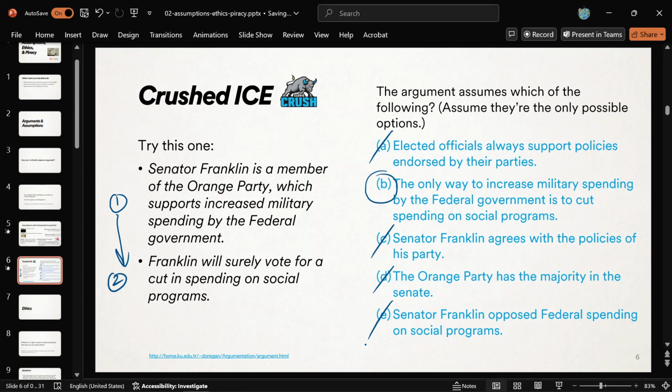B tells us, all right, the only way to increase military spending by the federal government is to cut spending on social programs. So this bullet is about increased military spending. This bullet is about social programs. Here's finally the link between the two. Now we have a reason for hearing this first, why that's part of the argument. It's giving firepower. This links the two. Does that kind of make sense? That's going to be the answer. That's the secret there. Any questions about that? It is a little subtle. E is close. E gets us most of the way there, but B is the best answer.